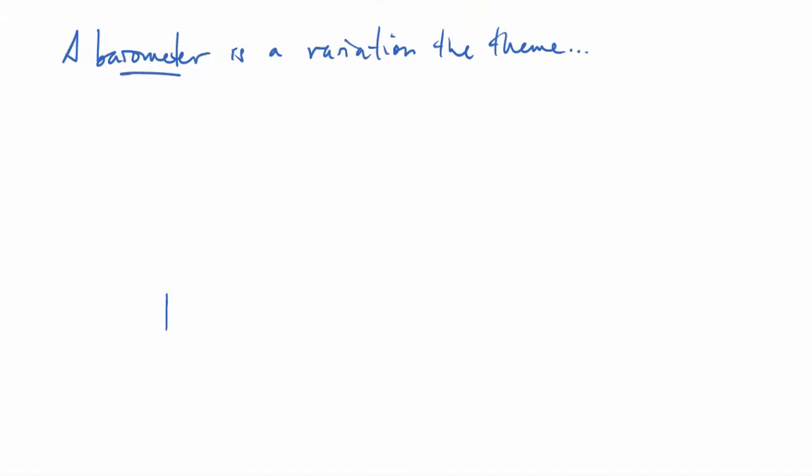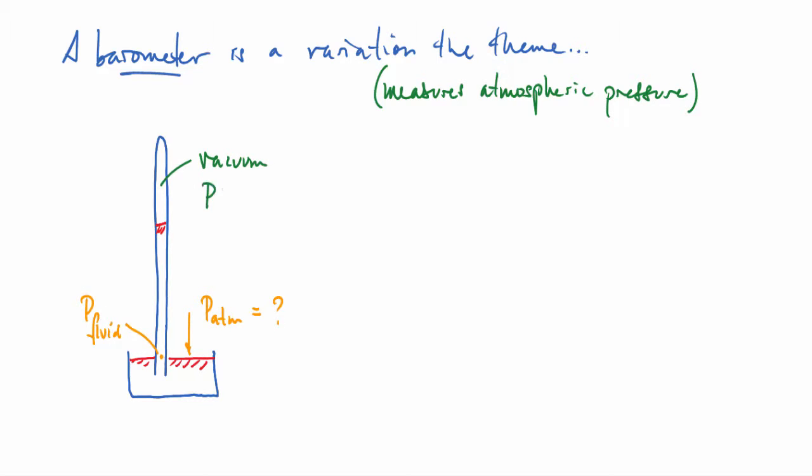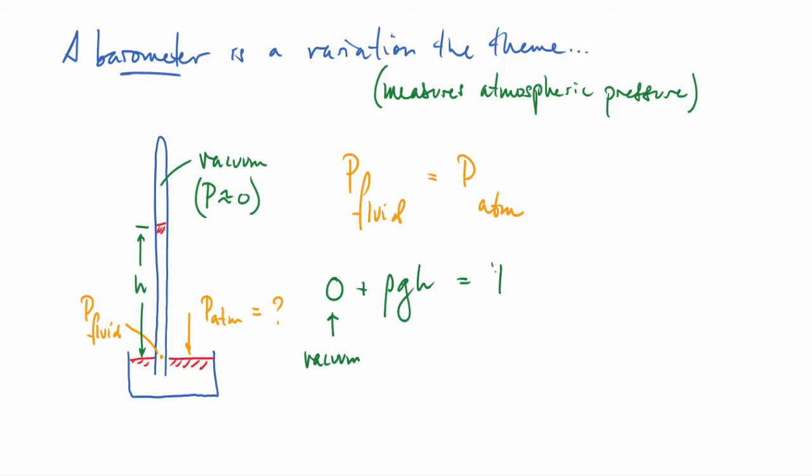A barometer is a variation on the same theme, and this one uses what looks like a eudiometer, or a gas collection tube. Here you have the closed end of a cylinder on the top, and it's used to measure atmospheric pressure. Atmospheric pressure acts down on the bottom of that liquid. There's a vacuum in the top, and the pressure of the fluid at the base of that column is equal to P atmospheric. The idea is that the pressure of the fluid is the atmospheric pressure, with the zero vacuum above, plus rho g h. That would give you the pressure of the atmosphere.